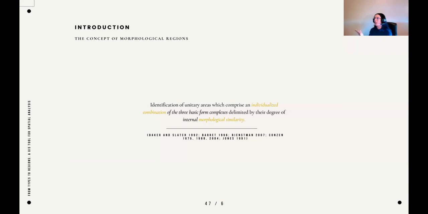So if you allow me, we have here the definition of morphological regions. I will read it. It is the identification of unitary areas which comprise an individualized combination of the three basic form complexes, delimited by their degree of internal morphological similarity. Here I highlighted two key terms: individualized combination and morphological similarity.